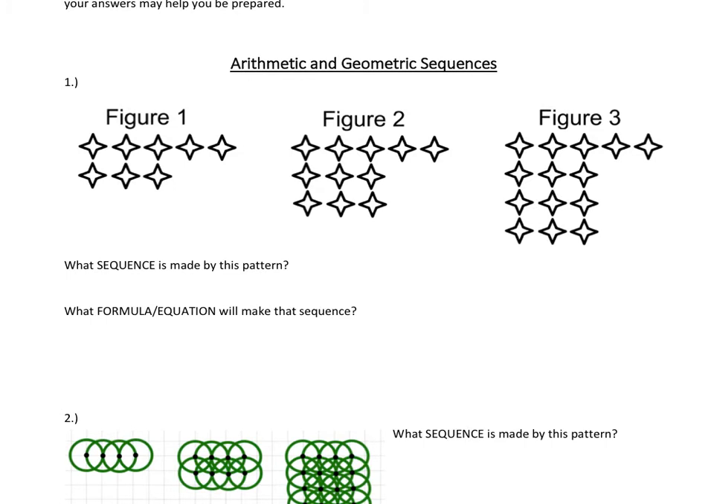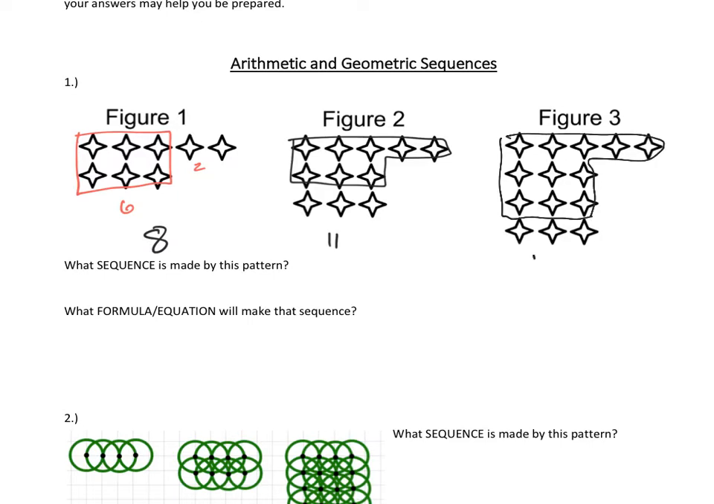So, first one, we're looking at this pattern, and it just says what sequence is made. So let's first figure out how many there are in each. Here I'm seeing this is 6 and 2, so I get a total of 8. And then over here it looks like I'm adding just like this row, like here was my original bit. And so I'm adding 3 more, so that would get me 11. And then here's figure 2, and I'm adding 3 more, so that would get me 14. So it looks like every single time I am adding 3.